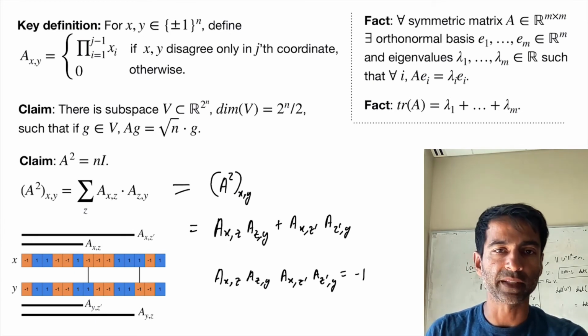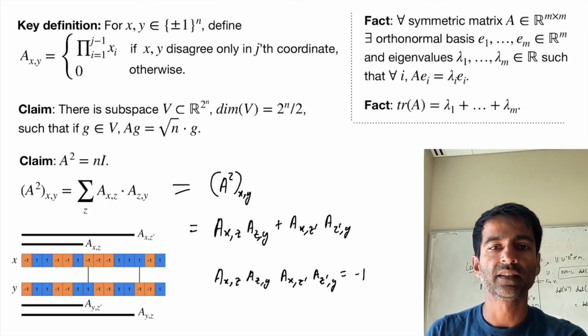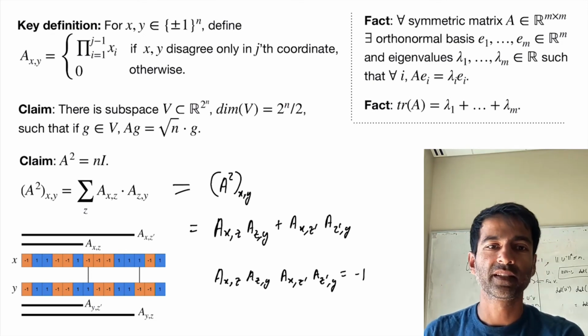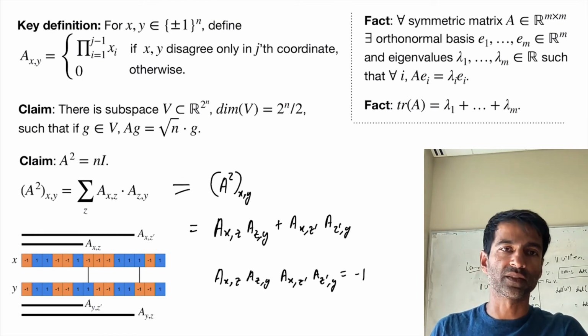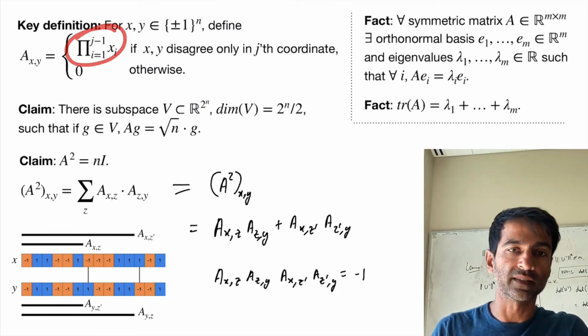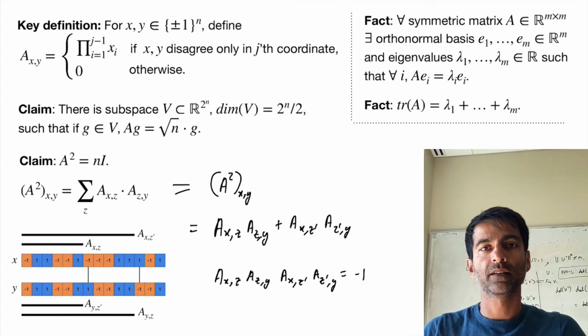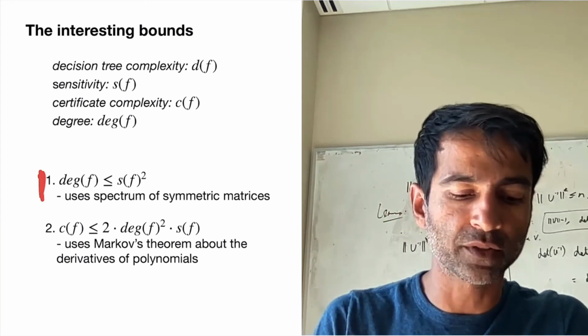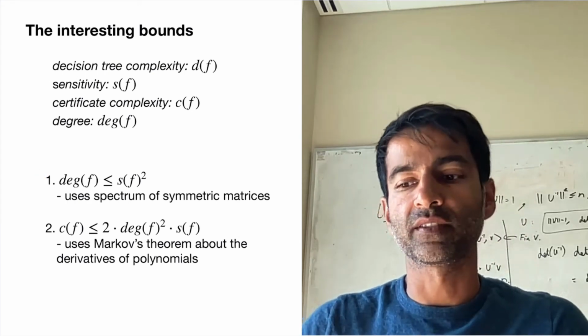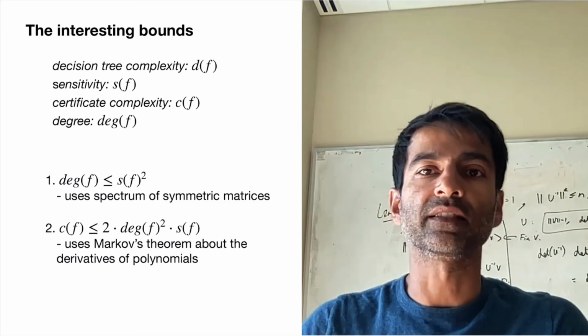Okay, so that means that the off-diagonal entries are all 0. And this is the point. This is the point of this construction. This was chosen so that this happens. Okay, so that completes the proof of the first bound, which uses a very clever matrix and an analysis of the spectrum of that matrix.